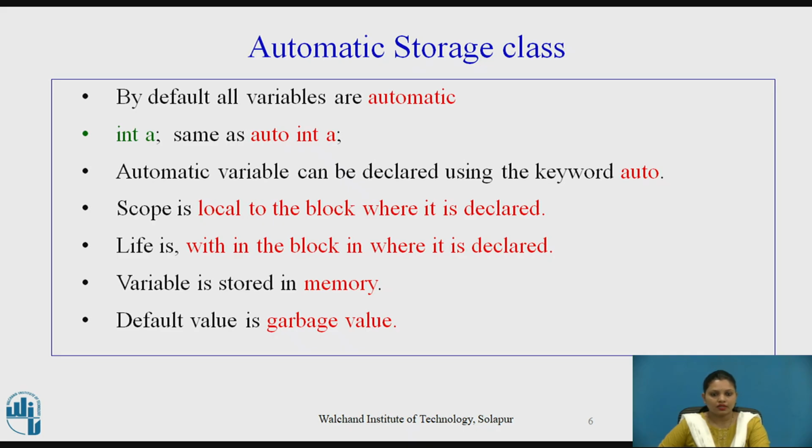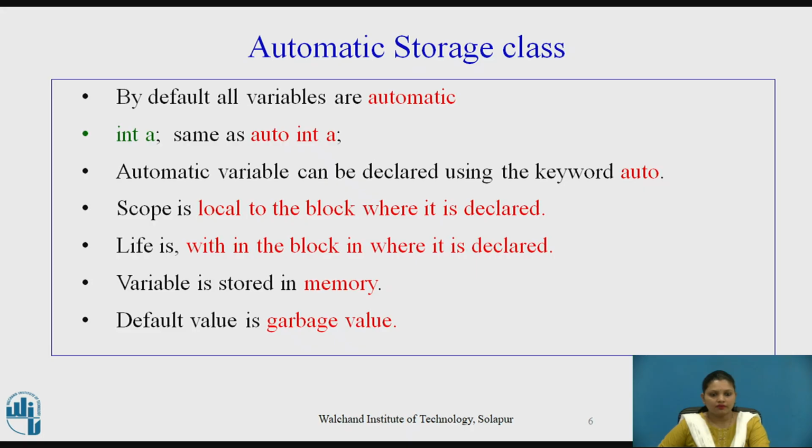The first type of storage class is the automatic storage class. All variables declared within a function or block are stored with the auto specifier by default, even if it is not explicitly defined. For example, int a is the same as auto int a. Automatic variables can be declared using the keyword auto. The scope or visibility of variables in the automatic storage class is local to the block or function in which it is defined. The variable will be destroyed once we come out of the function or the block.